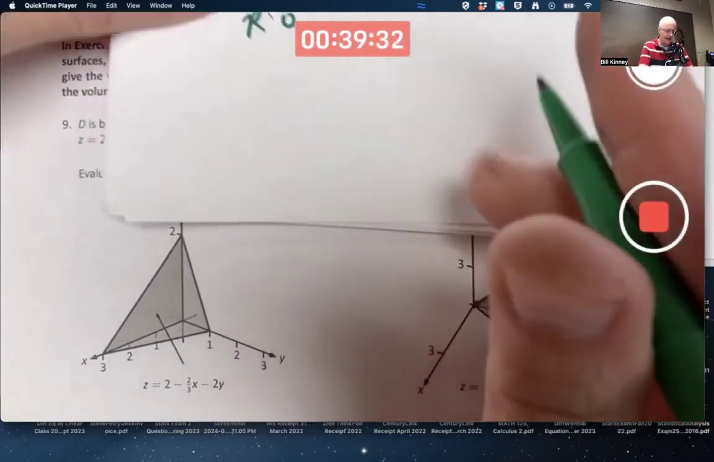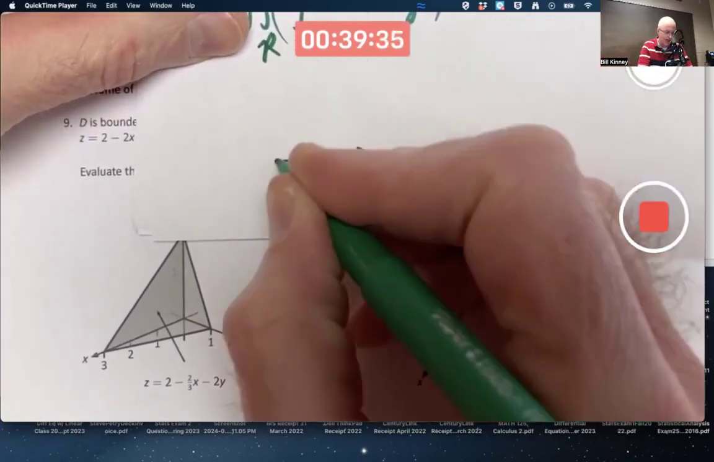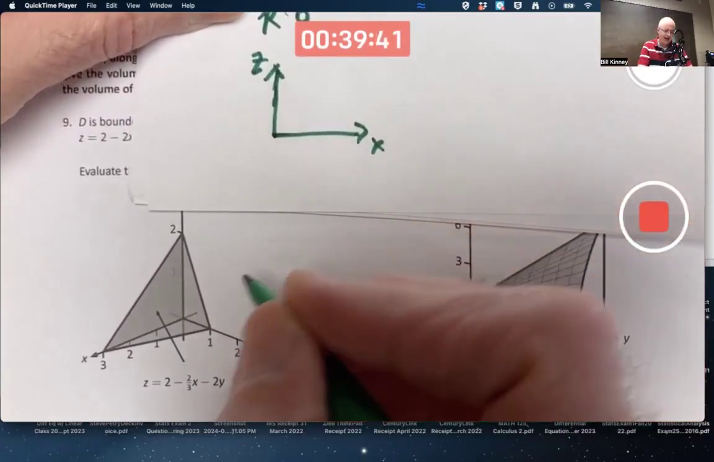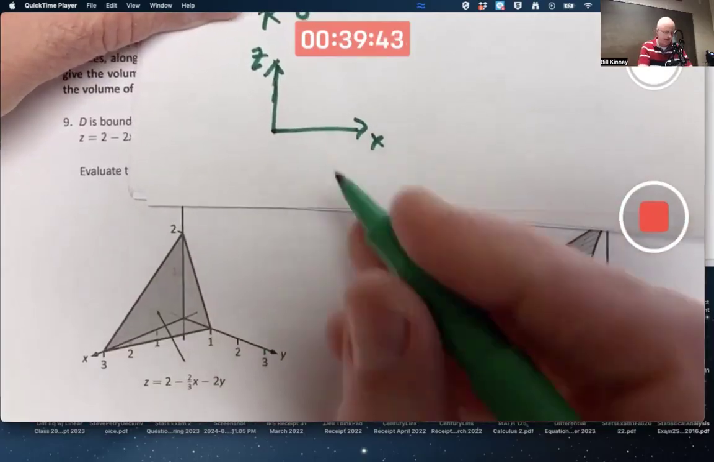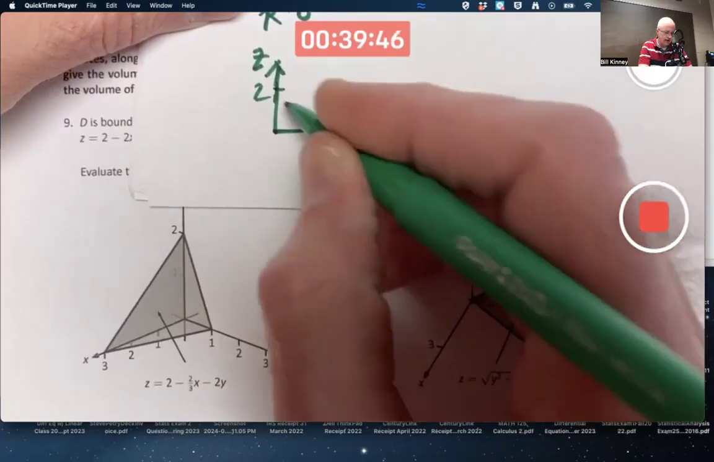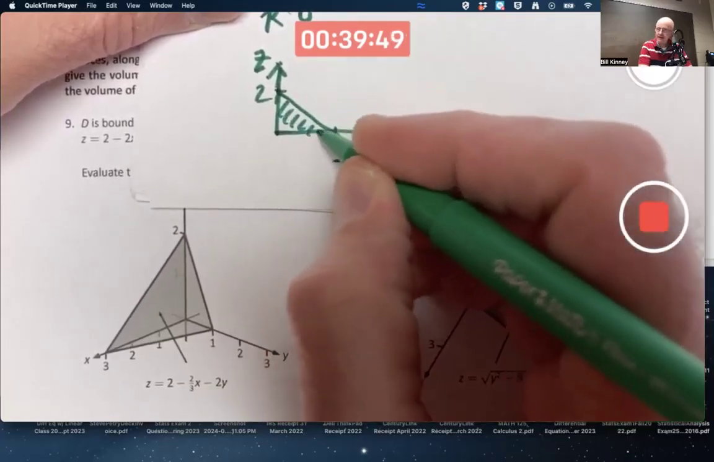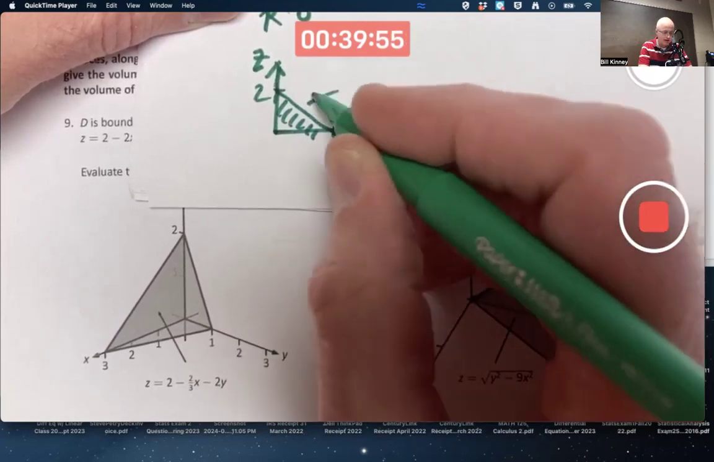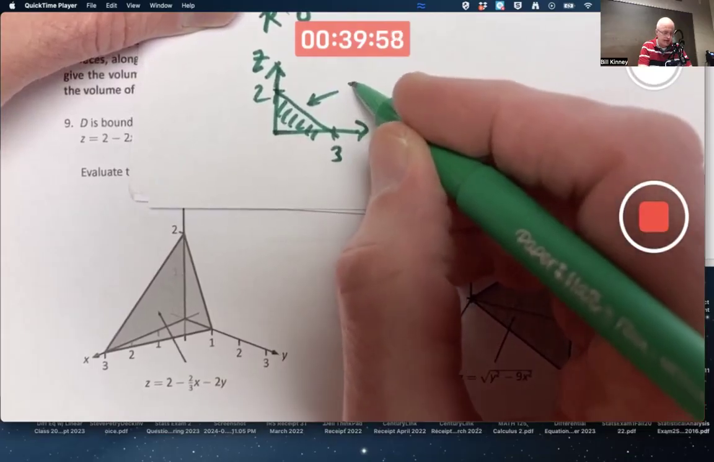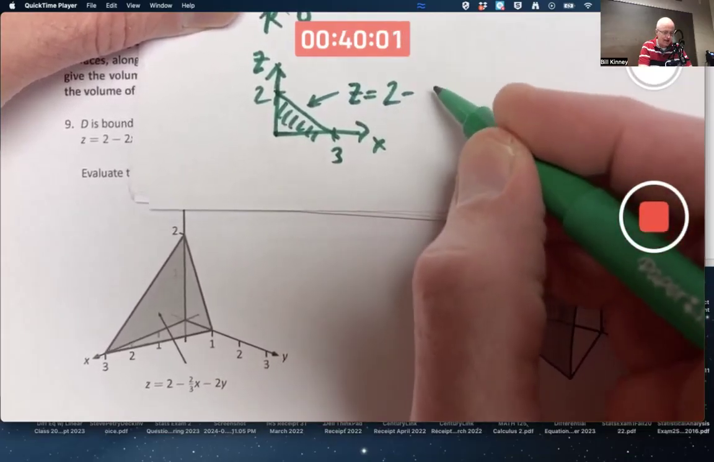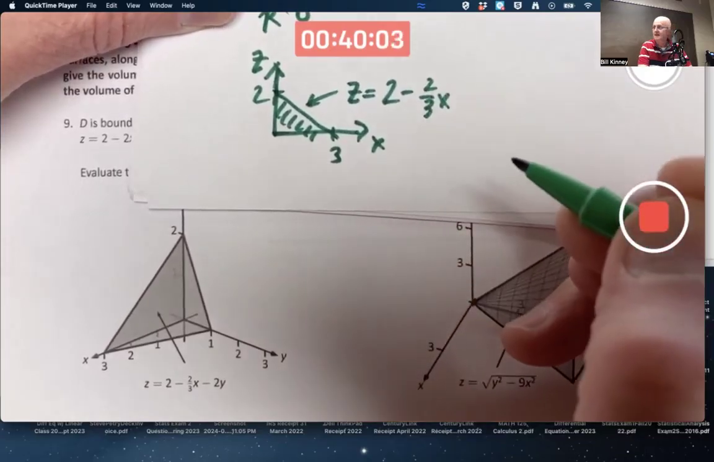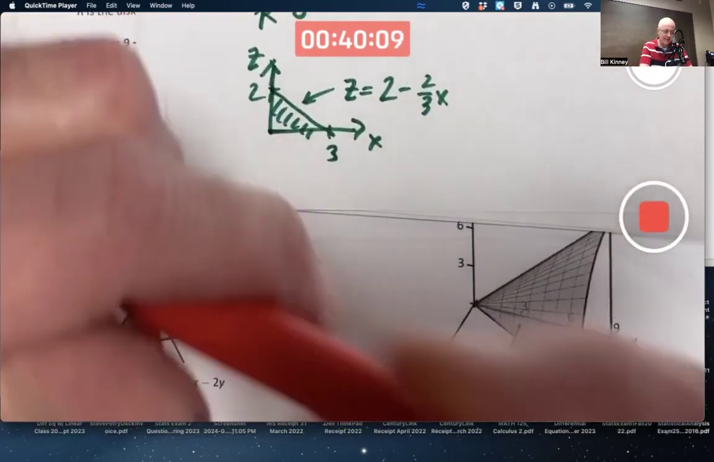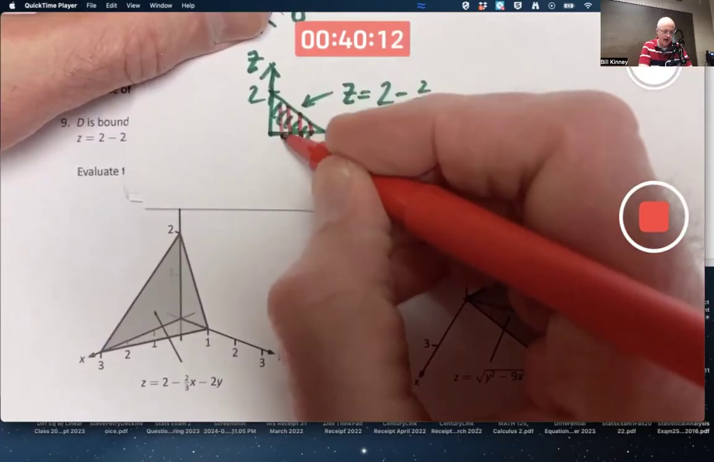If I'm going to draw it and make the x-axis go this way and the positive z-axis go this way, I kind of have to imagine going back behind there. The z-intercept is 2, the x-intercept is 3. The region R now looks like this. It's not the exact same region in the xy plane as it is in the xz plane. That line has equation z equals 2 minus 2/3 x. As a vertically simple region in the xz plane, think of it as between the graphs of two functions of x.